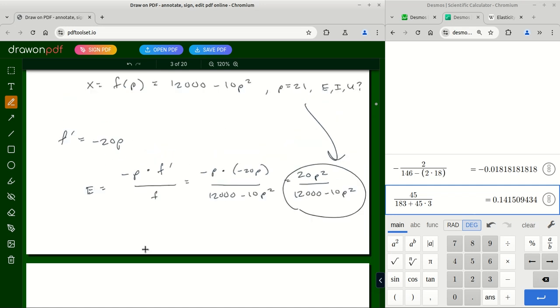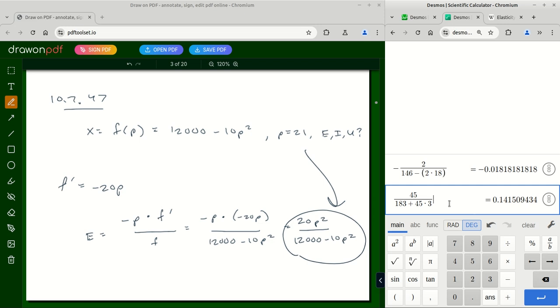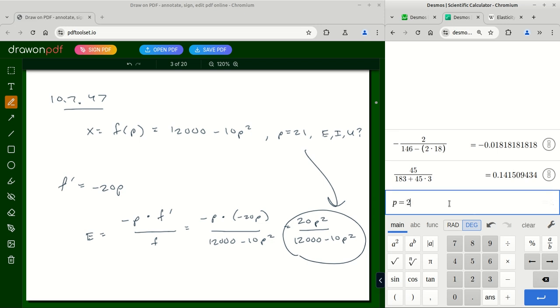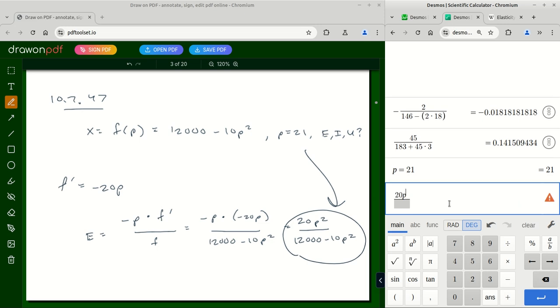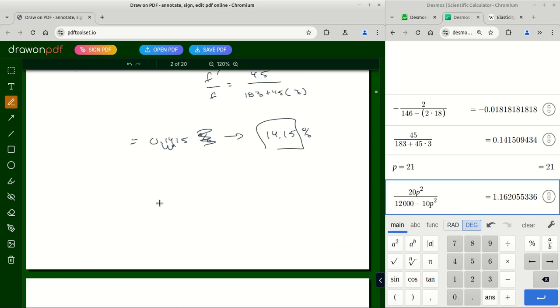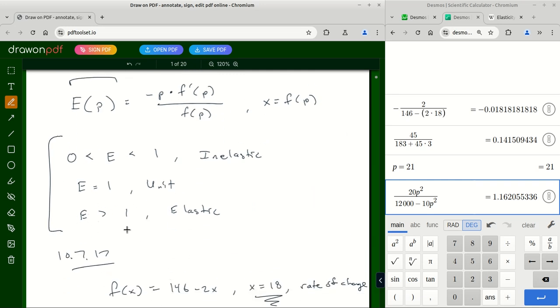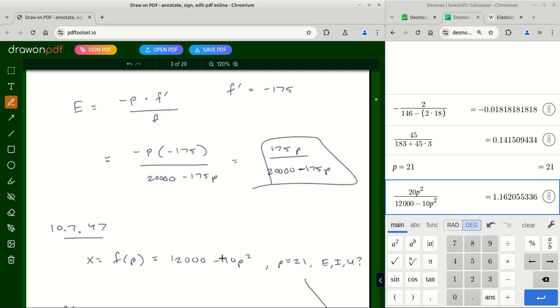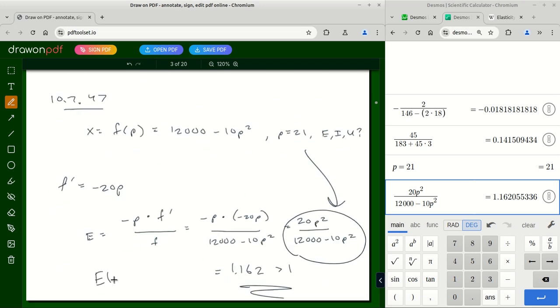So I plug it in. Actually, you know what? I'm going to do it here in Desmos. So p is equal to 21. And then I'm going to say I got 20p squared over 12000 minus 10p squared. And you can do that in Desmos. So that's pretty cool. It makes it really fast. I got 1.162, which is greater than 1. So if you go back up to that chart, right here, greater than 1, elastic. So your answer is elastic. You're just going to click elastic. Okay. Again, that just means the rate of this is higher than the rate of that.